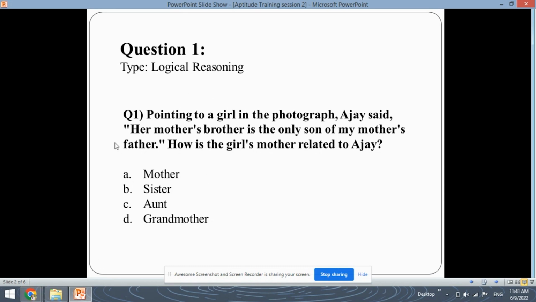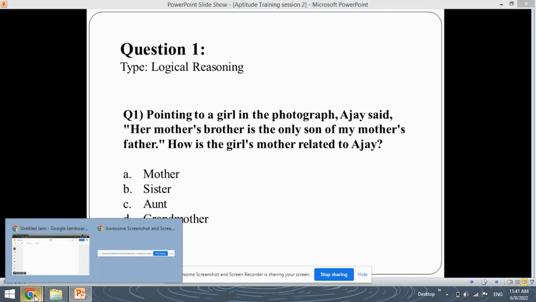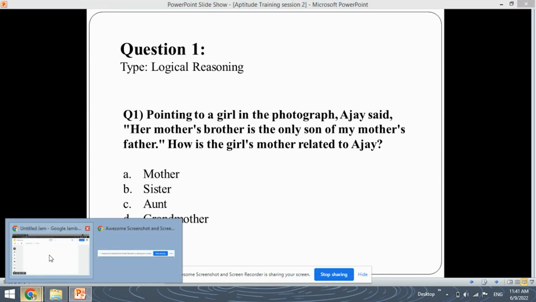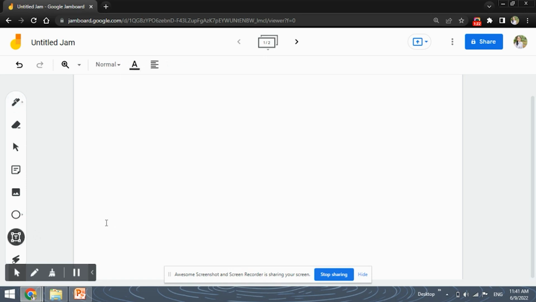So, for solving this type of question, we draw a family tree wherein we plot these relationships and then finally understand the relationship that we need to find out. So let's begin by drawing the family tree. First, we will start with this girl because Ajay is pointing towards her. So first, let's start by drawing this girl. Okay, this is the girl.